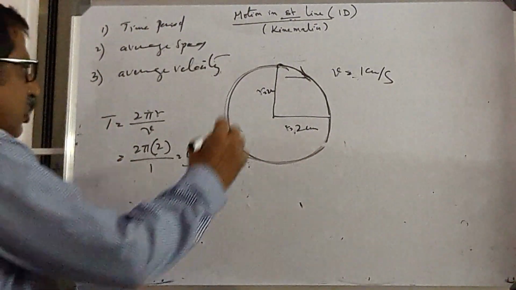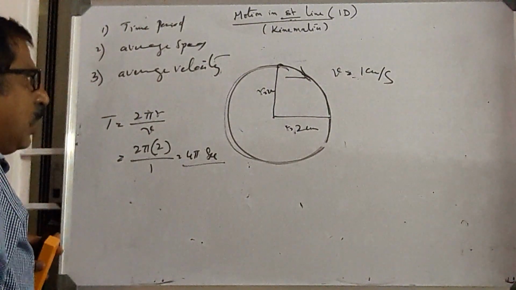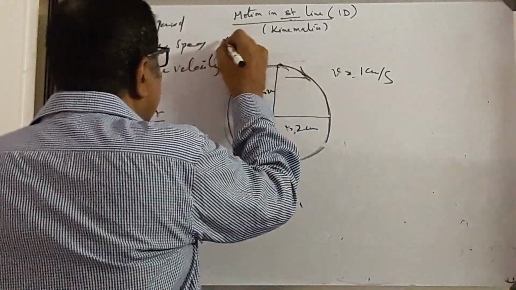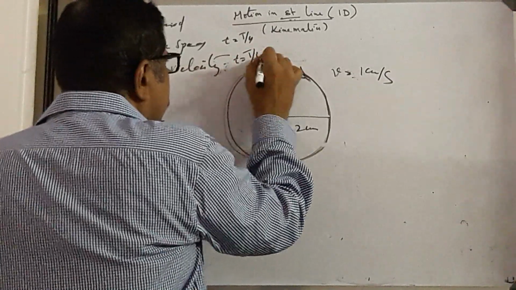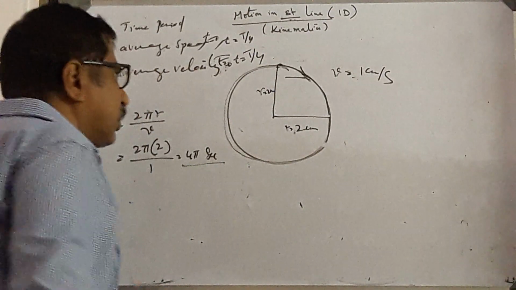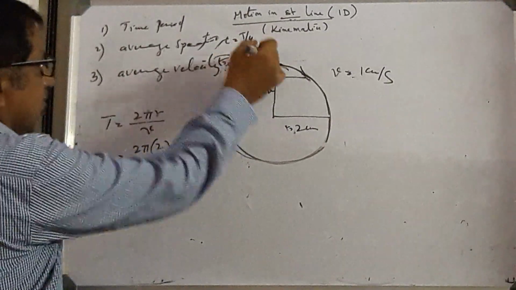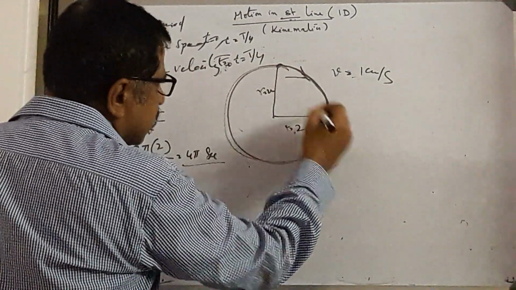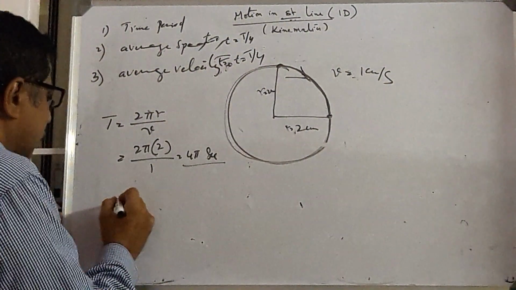Now the average speed, the total distance traveled. For example, find out the average speed for t equal to 0 to T by 4. In this time the particle travels this much of distance. We want to find out that much of distance. This is a quarter of the circle.